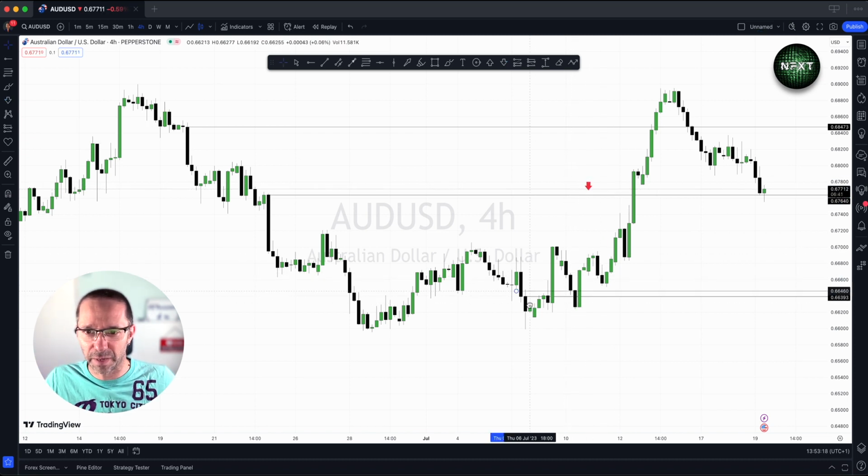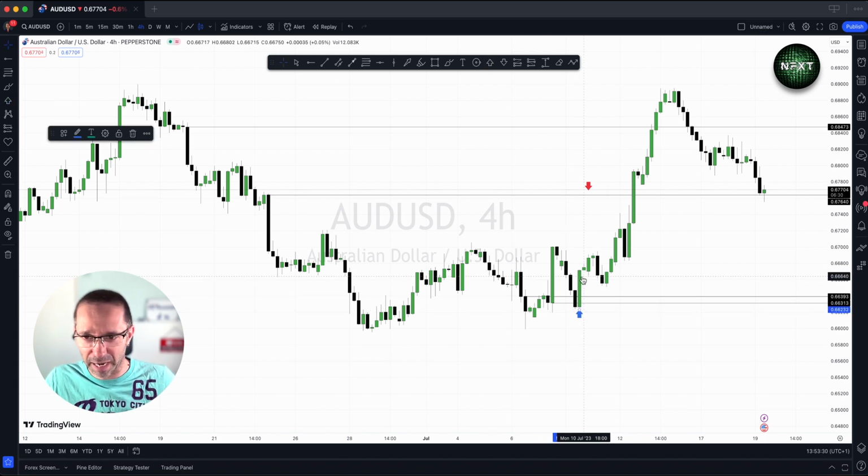Now, I must admit, we have a pullback to this area here in the chart. We have a close through, but straight away we have a close back up. That puts me back on a bullish bias at this point once again. And then we have a pullback with a higher low, and then we continue up to this level. Now, this isn't magic. It's just something that over the years I've learned to read the markets like this.